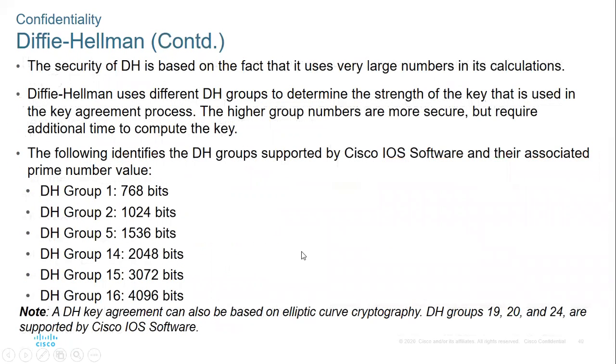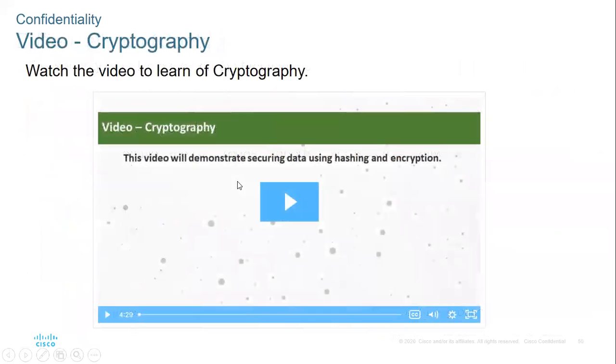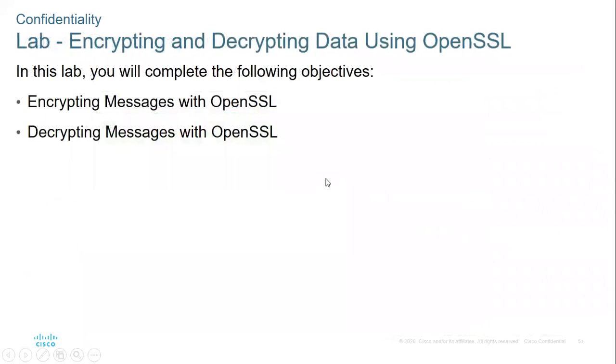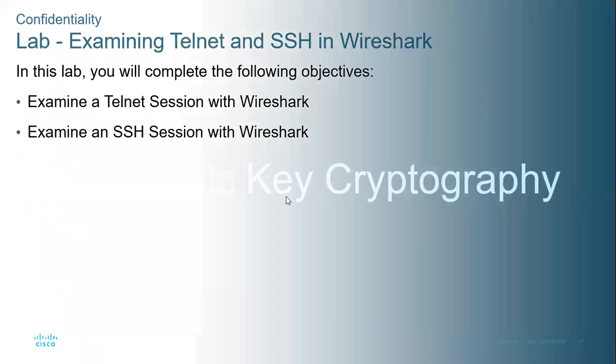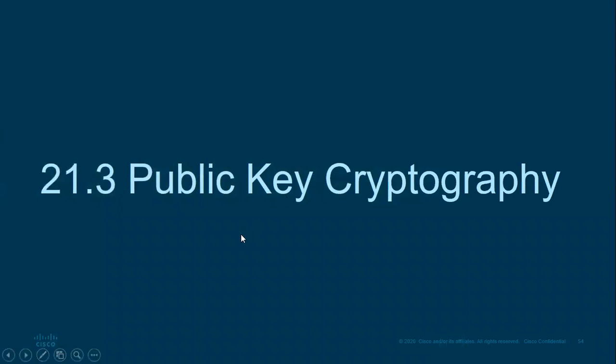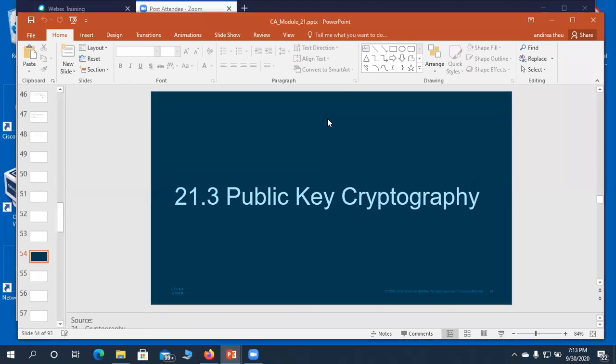Okay. So you can see that DH also comes with different groups, and these groups differ according to the number of bits that have been added. Okay, so that is that on public key cryptography. And of course, today we are going to end.